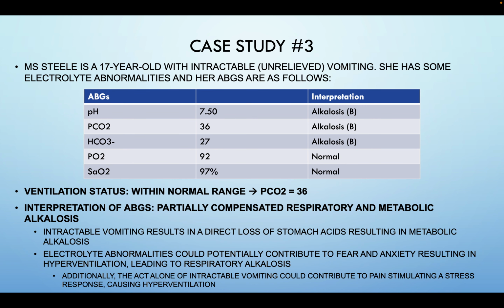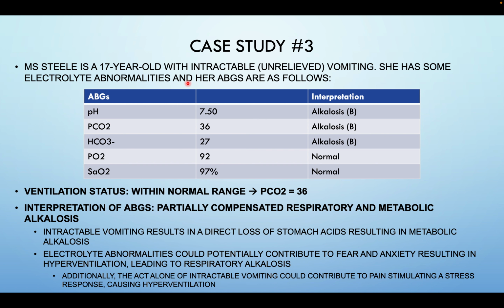Going into the third case study, Ms. Steele is a 17-year-old with intractable, unrelieved vomiting. She has some electrolyte abnormalities and her ABGs are as follows. So step 1 is looking at the pH, and because it falls above the normal 7.4 value, it seems that she is basic. And then looking at PCO2 and bicarbonate, both of them are basic as well, which means she's having a respiratory and metabolic issue.